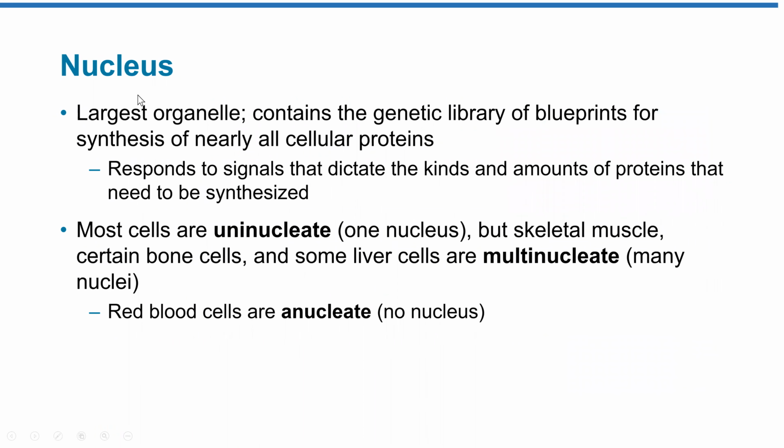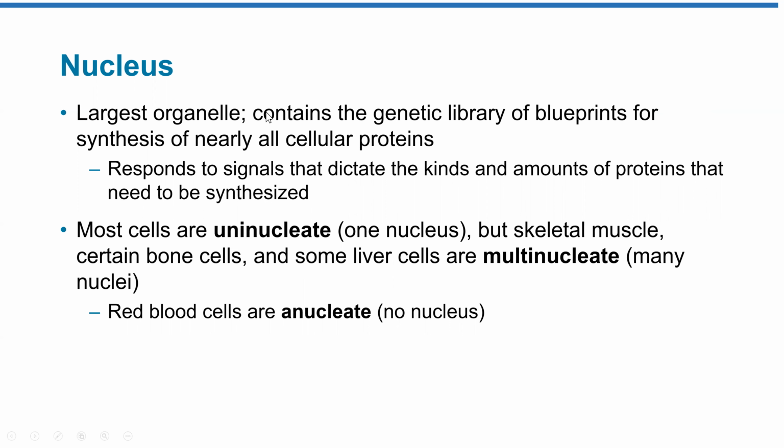Now, nucleus. Should have started with the nucleus, but now when we know the rest of the organelles, let's focus on one of the largest organelles inside eukaryotic cell. Nucleus is the largest organelle, contains the genetic library of blueprints for synthesis of nearly all cellular proteins. Responds to signals that dictate the kinds and amounts of proteins that need to be synthesized.